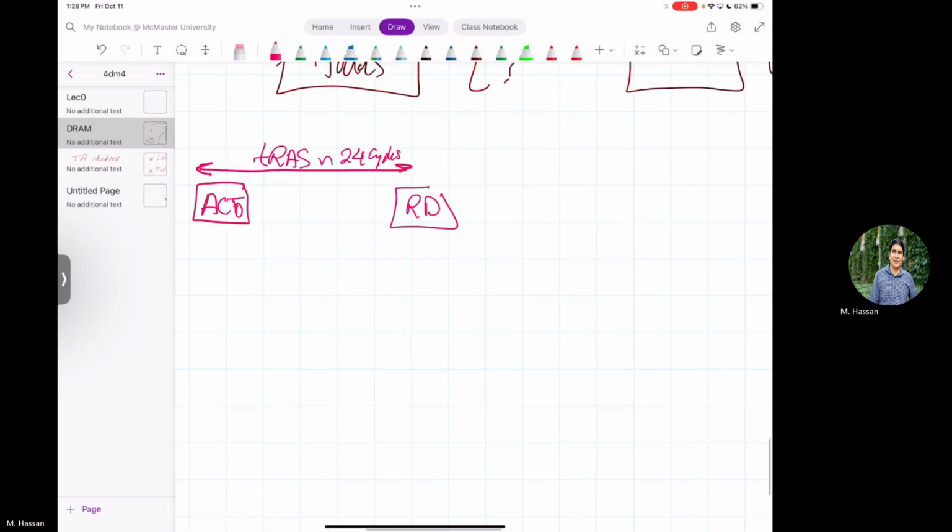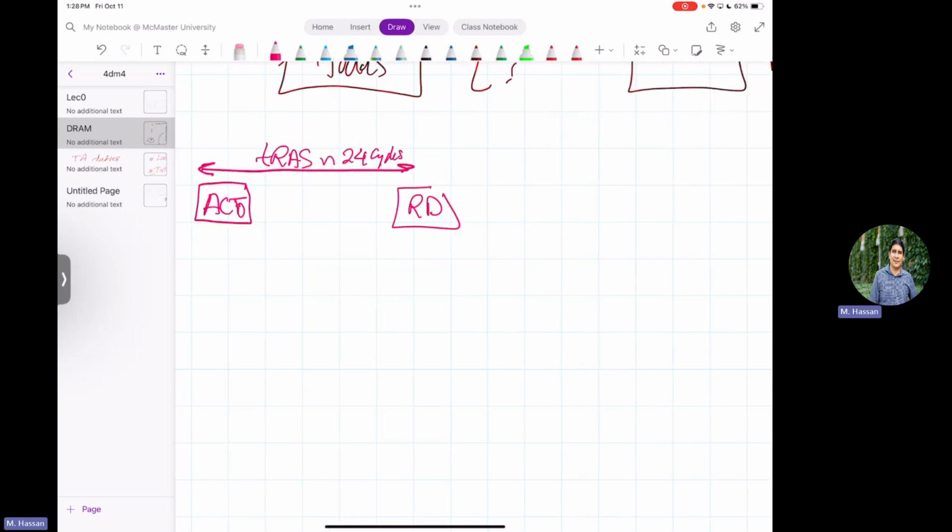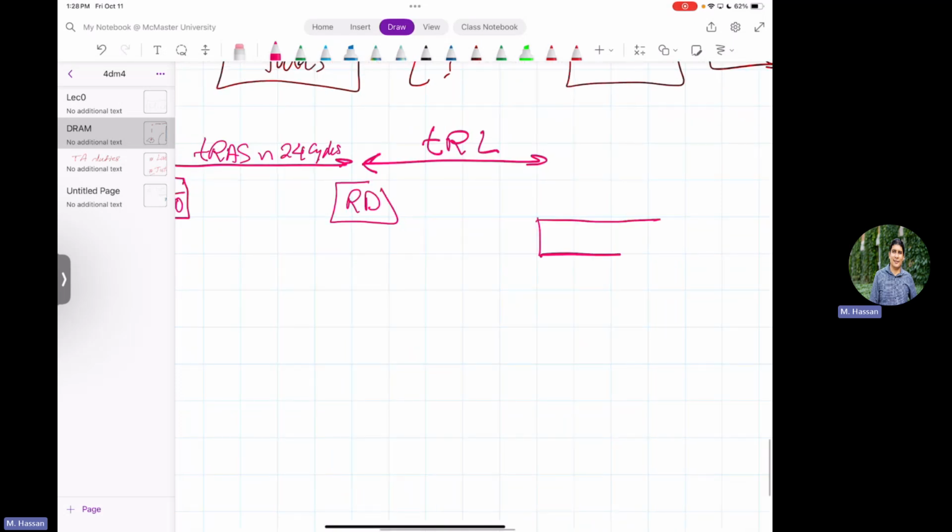Good. And after you do your read operation, you have to transfer the data of these columns on the bus back to the memory controller. So there is an additional constraint here that we call tRL. tRL is the time from when you issue your DRAM read command to when you would expect the data to be on the data bus. After this time, the data will start transferring on the data bus, and it will take some time on the data bus, called tBus.